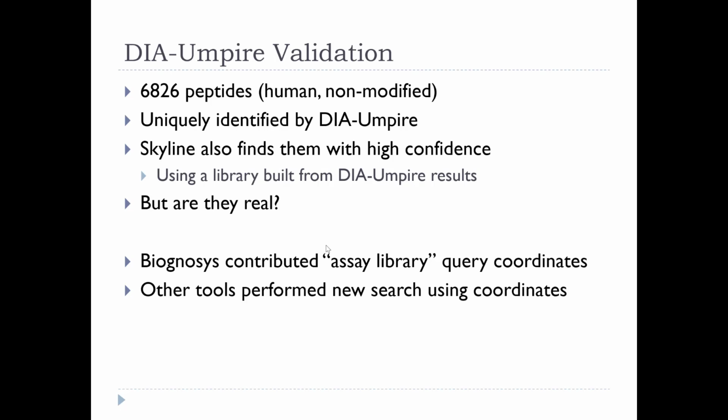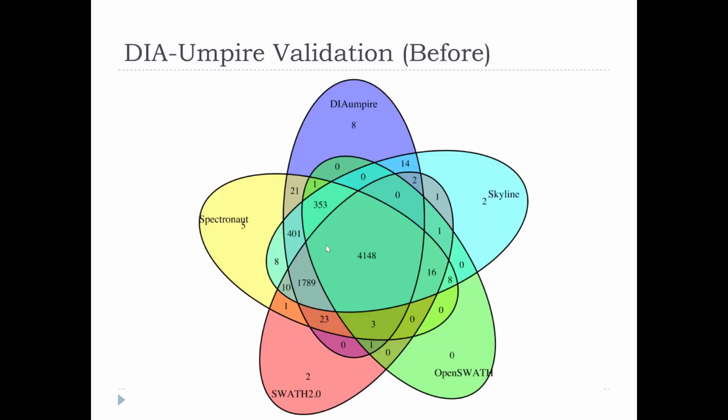And then if I used the DIA-Umpire information, Skyline identified them really confidently, but then people said, well, you're just saying you can find the same things as DIA-Umpire, but what if they're not really the right things? So Biognosis contributed an assay library that actually had spectra and retention times for these things, and then we had everybody perform the new search coordinates. And this is what that ended up looking like.